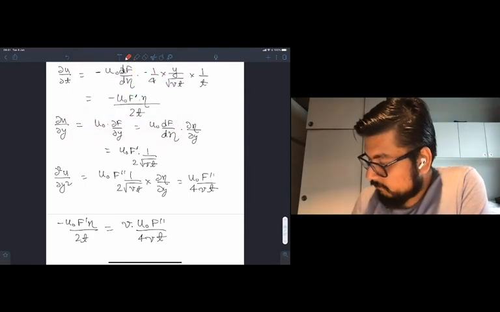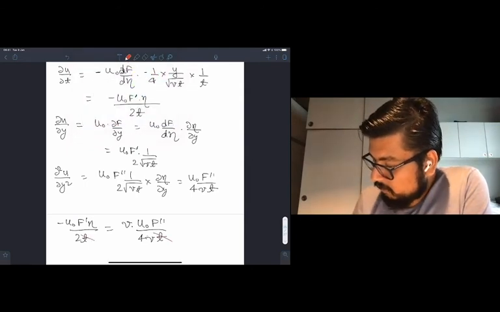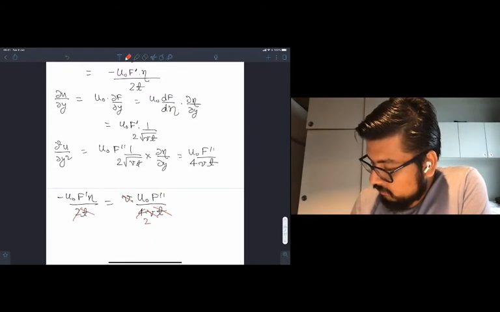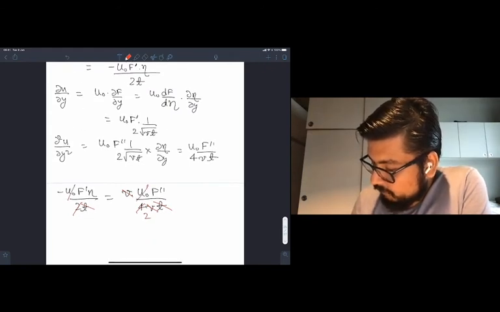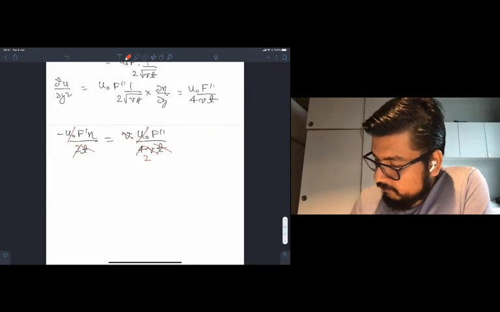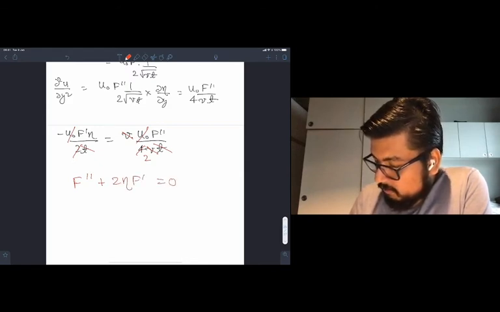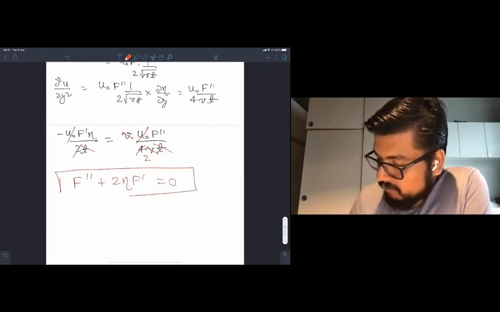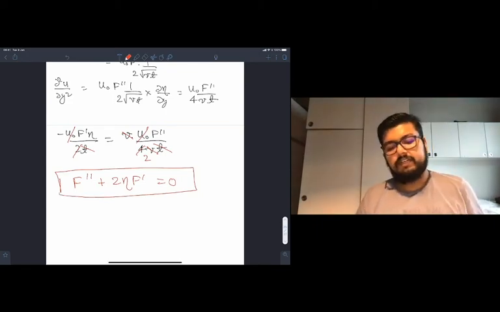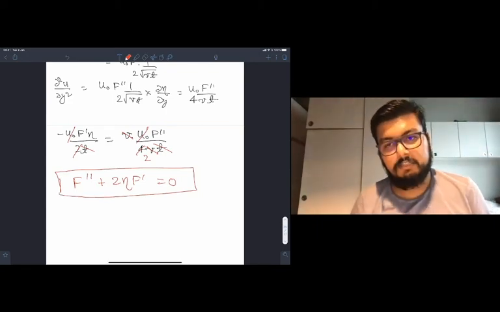And we can cancel a few terms. So t goes out, nu goes out, we can cancel this, u naught goes out. So finally, the equation which I get is f double prime plus 2 eta f prime is equal to 0. So now this is an ordinary differential equation which we can solve.